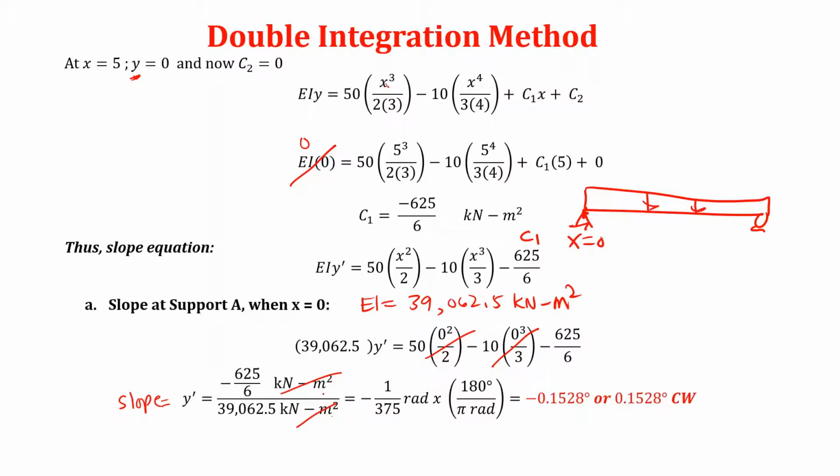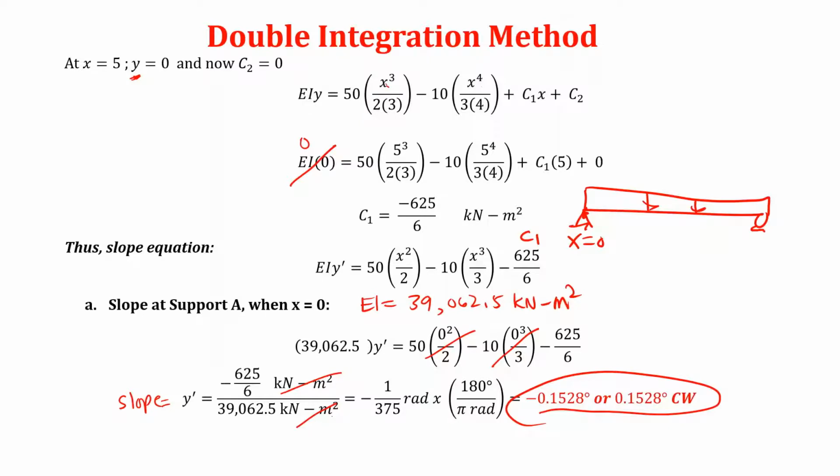So, if the units cancel out, therefore, the result is in radians. So, the result is negative 1/375 radians. So, convert it into degrees. So, we get this one.